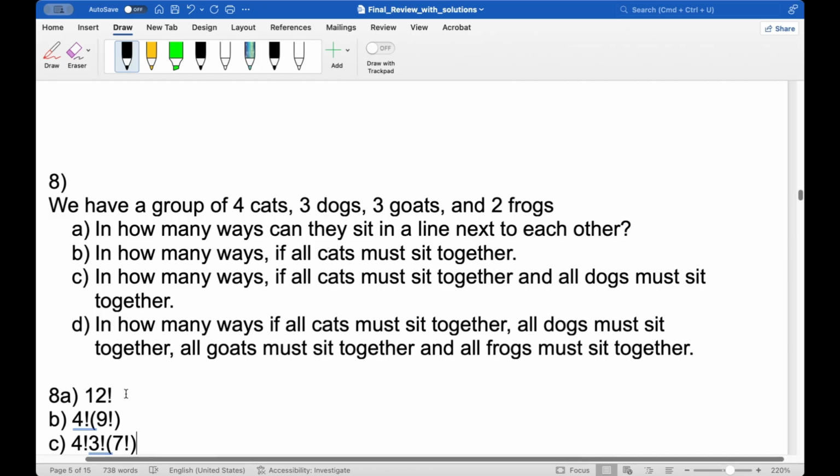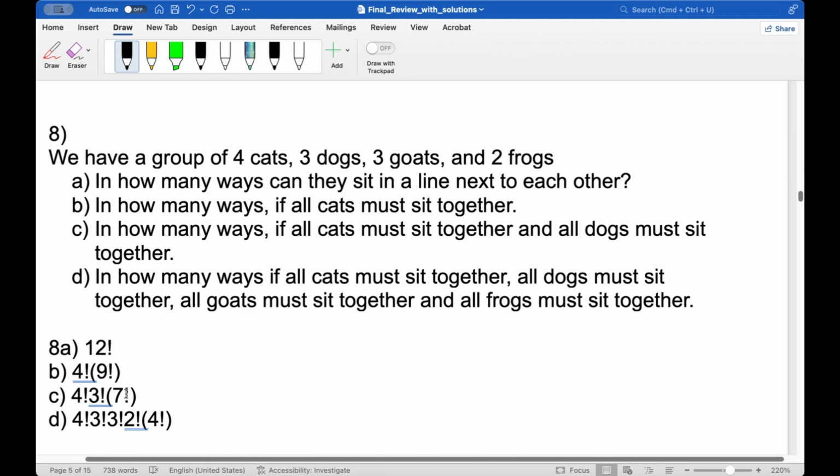And then finally in part D, the cats sit together, the dogs, the goats, the frogs, everyone sits together. It's going to be 4 factorial, 3 factorial, 3 factorial, 2 factorial for within each set. And then we have the 4 different types that can be reordered. So then there should be an additional 4 factorial there. So 4 factorial to order the cats, 3 factorial for the dogs, 3 factorial for the goats, 2 factorial for the frogs, and then 4 factorial for the placement of each of those groups. There were 4 groups there, so times 4 factorial.